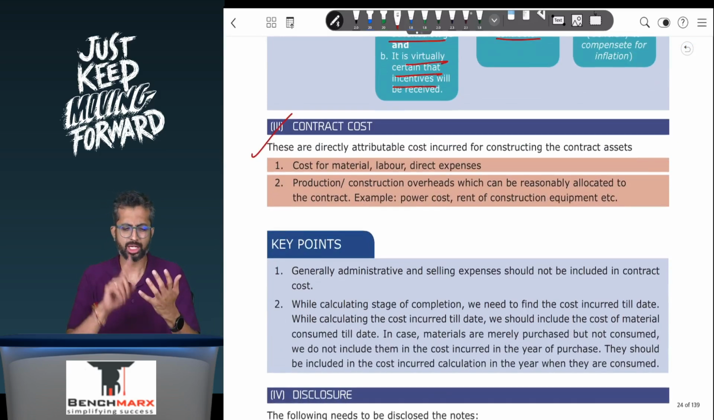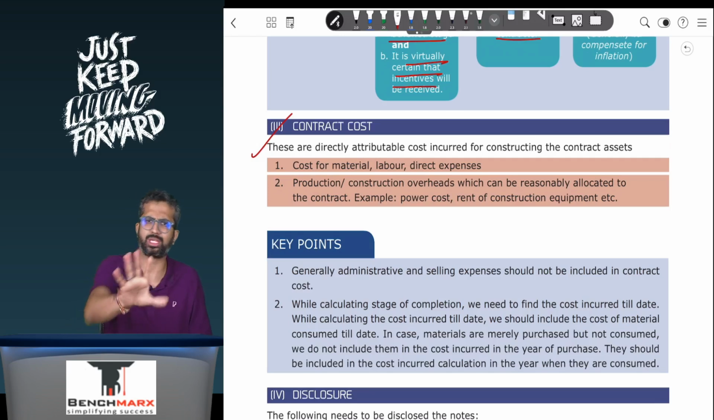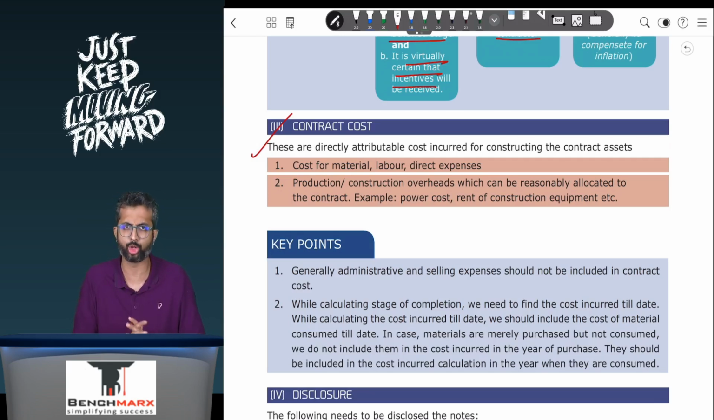Then we discussed contract cost earlier as well. This will include direct material, direct labor, direct expenses, and production overheads which are directly attributable, whether fixed or variable. But it will not include general selling or distribution overheads which are not directly attributable. It will not include materials which are not consumed. Labor cost will be included to the extent it is incurred, irrespective of whether it is paid or not.